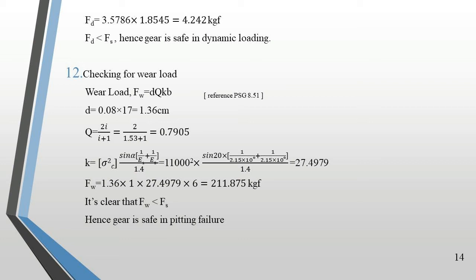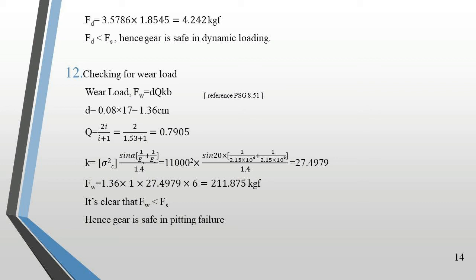So now checking for wear load. Wear load Fw is equal to d q k b from PSG 8.51. Now d is equal to 0.08 into 17, that is equal to 1.36 centimeter. Now q is equal to 2i upon (i plus 1), equal to 2 into 1.53 upon (1.53 plus 1), equal to 0.7905.